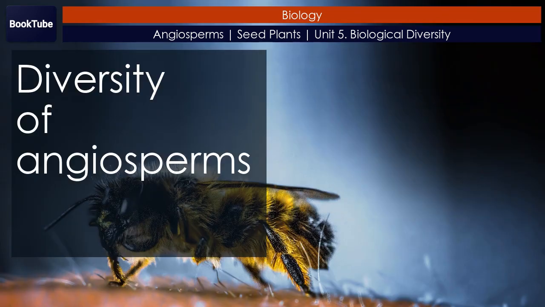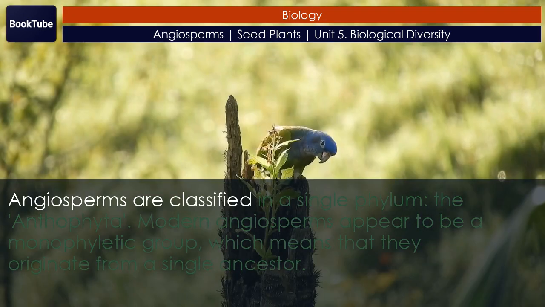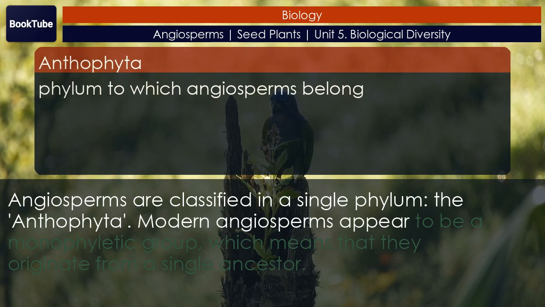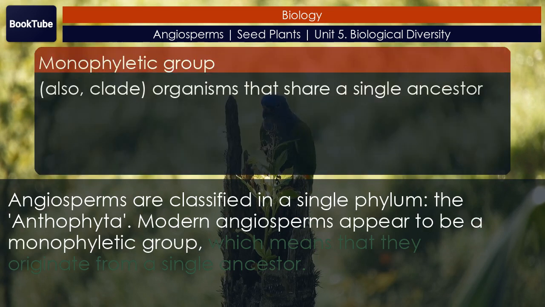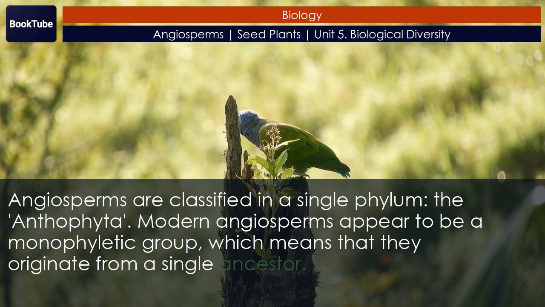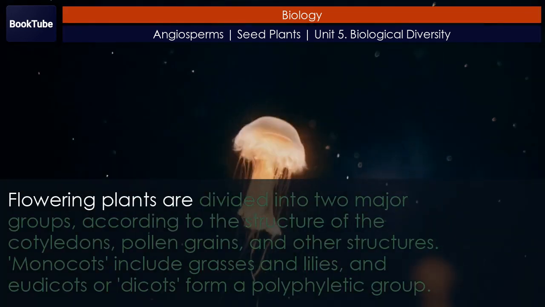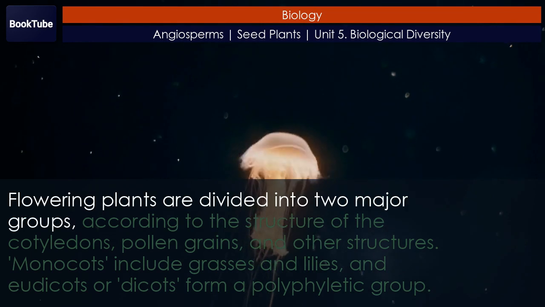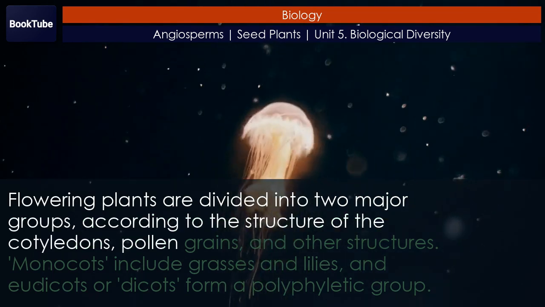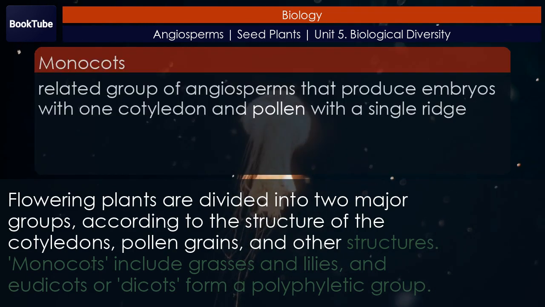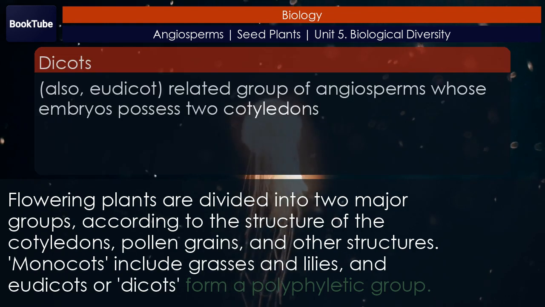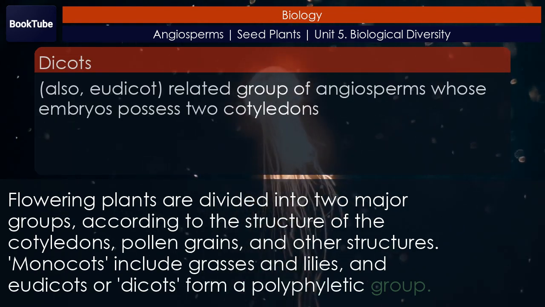Diversity of angiosperms. Angiosperms are classified in a single phylum, the Anthophyta. Modern angiosperms appear to be a monophyletic group, which means that they originate from a single ancestor. Flowering plants are divided into 2 major groups, according to the structure of the cotyledons, pollen grains, and other structures. Monocots include grasses and lilies, and Eudicots or dicots form a polyphyletic group.